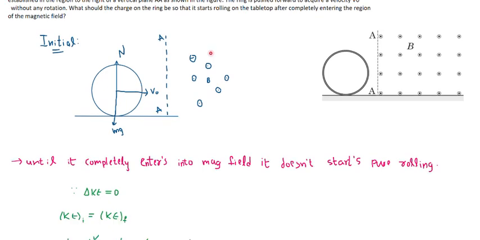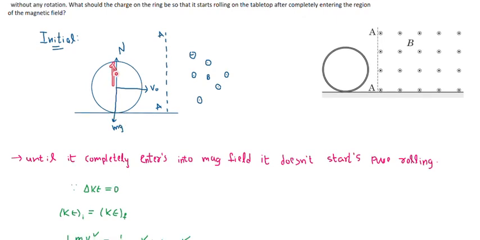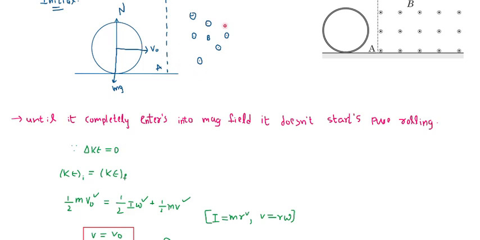of the magnetic field? So in this question, first we analyze the initial situation of the ring before entering the magnetic field. Before entering the magnetic field, it has a translation velocity v0. So it only translates, and doesn't do any rotation here. We show weight mg downwards and normal upwards. After completely entering the magnetic field, it starts pure rolling. Before that it doesn't start any pure rolling, even after entering half of the ring. So after entering completely, it starts pure rolling.